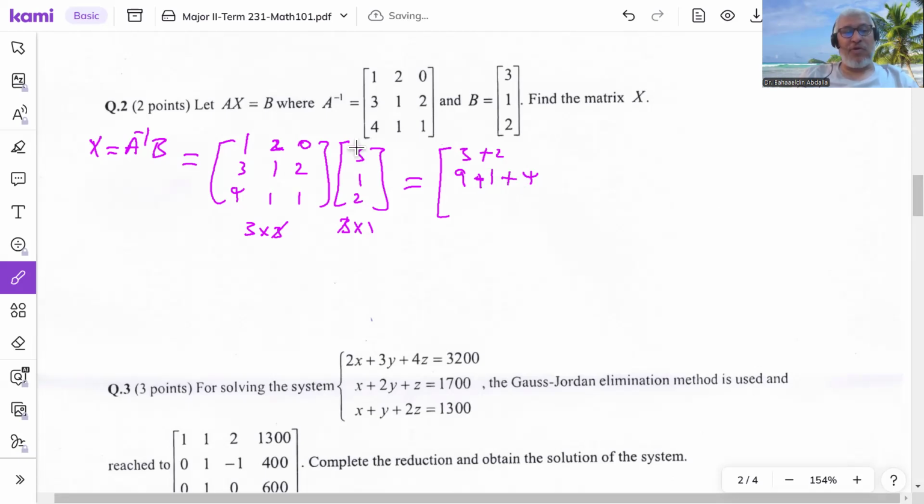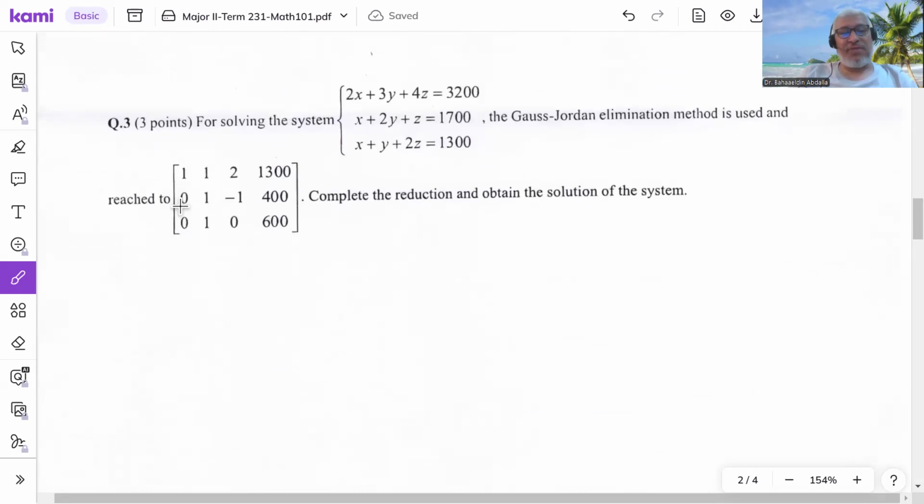And now the third row times this column. 3 times 4 is 12. 1 times 1 and 1 times 2. And the answer would be 15. Here it is 14. And this would be the matrix X. So this is the matrix X. This is the answer.